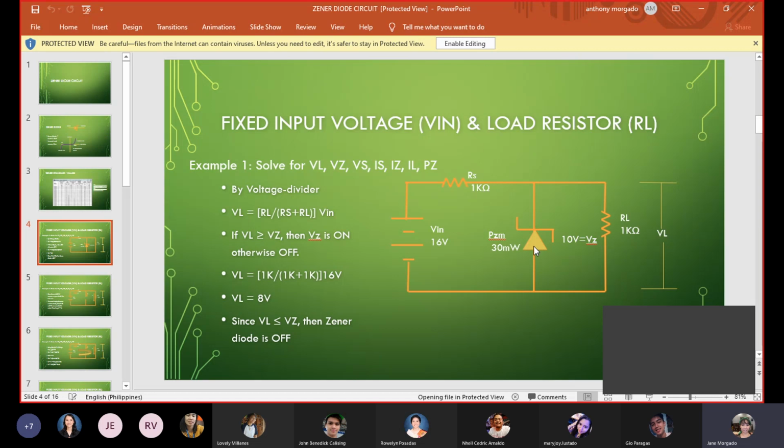Clear? Okay, so we will use the voltage divider. Voltage divider is RL over RS plus RL, kasi numerator natin yan RL, kung ano yung hinahanap nating value, voltage across RL, times the input. Since equal yung RS and RL, hinahati lang natin, divided by 2 lang actually yung Vin, di ba? 16 divided by 2 is equal to 8 volts.